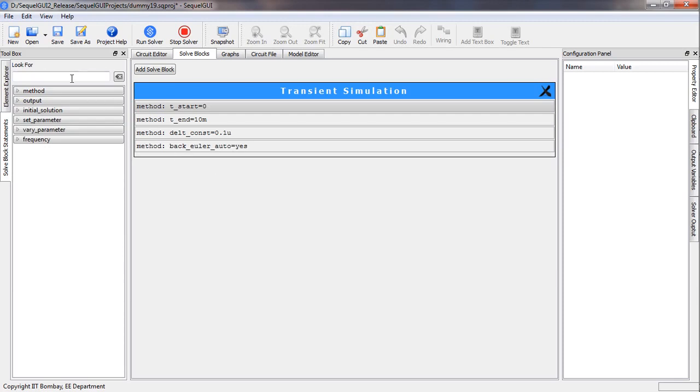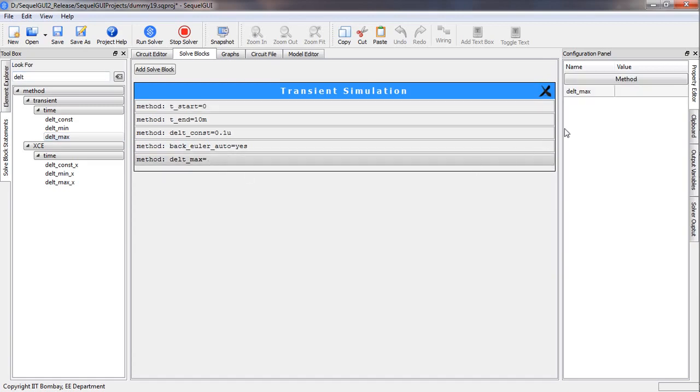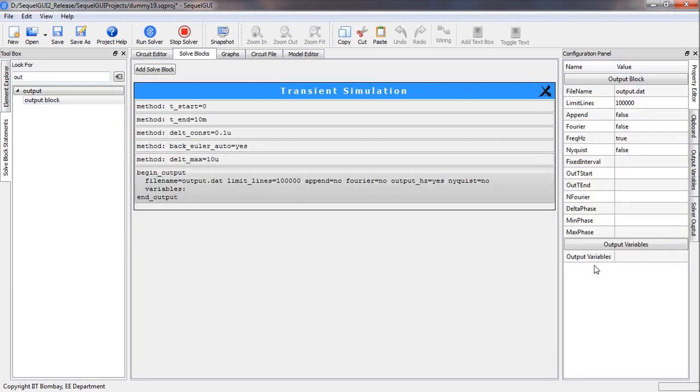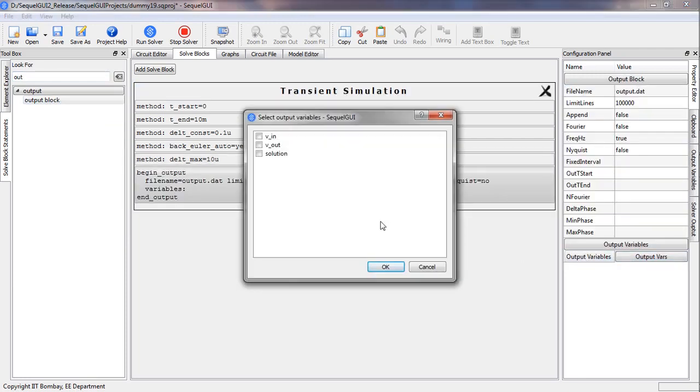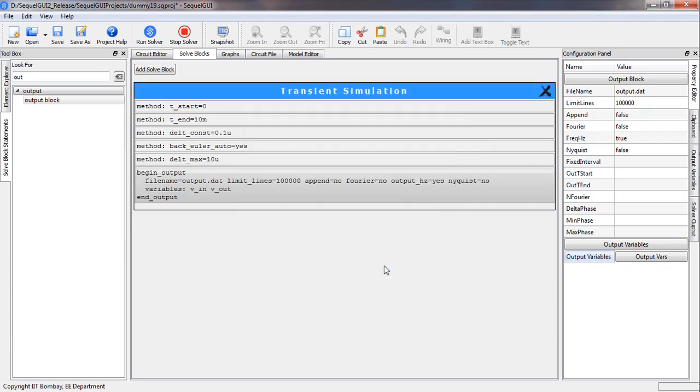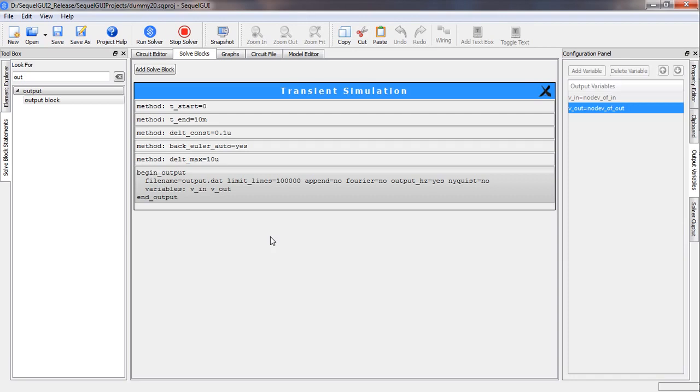Let us also set a maximum time step of 10 microseconds, like that. And now what we need to do is to bring in the output block. And let us add the variables that we would like to see, namely input voltage and output voltage. Now we are ready to run the simulation. So we click on Run Solver.